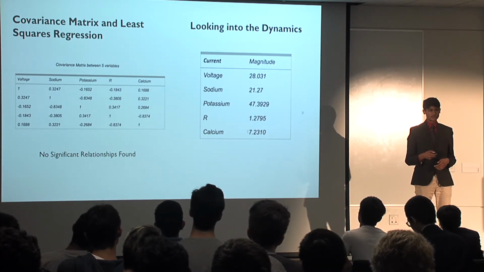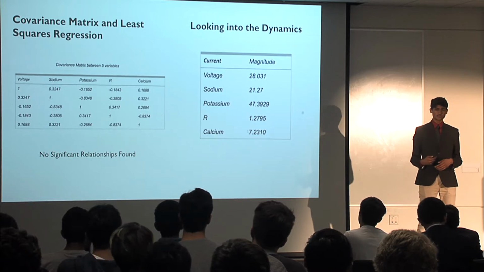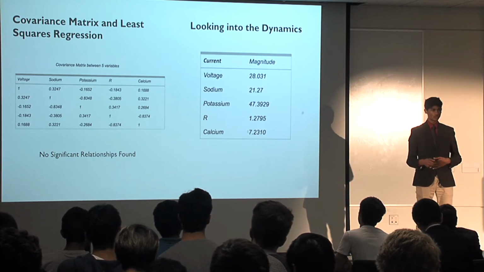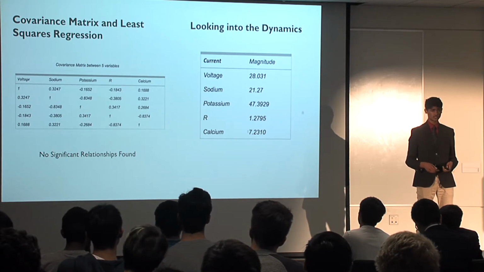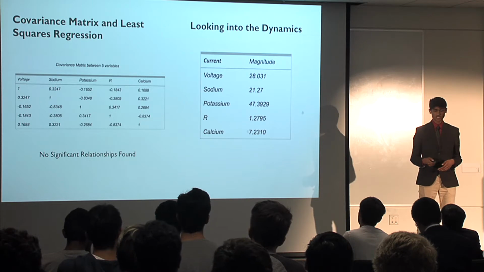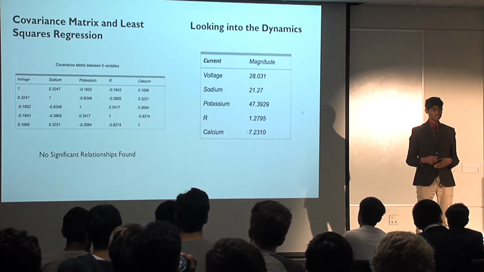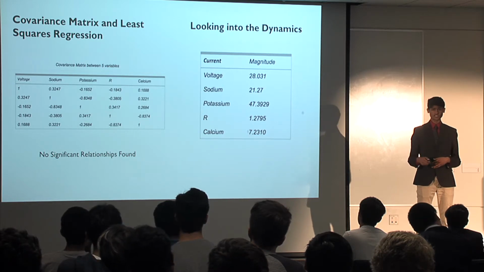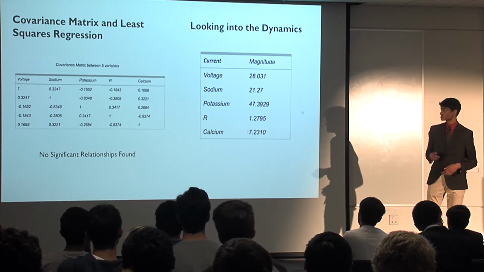So we looked into the dynamics of the system further. We said, can we look at the individual amount of current that each variable provides? And what we saw is, as per our expectations, voltage, sodium, and potassium provide a lot of current. Calcium also provides a significant amount, but what's really interesting is R provides a rather insignificant amount of current. So what we can deduce from this is that even if we predict this with some reasonable amount of accuracy, this shouldn't really affect the overall dynamics of our system.